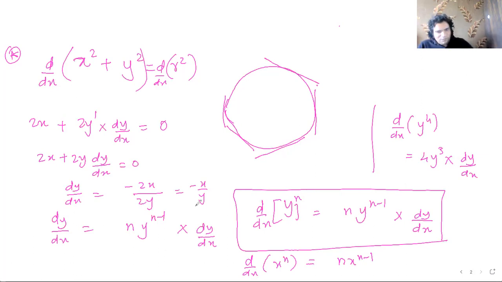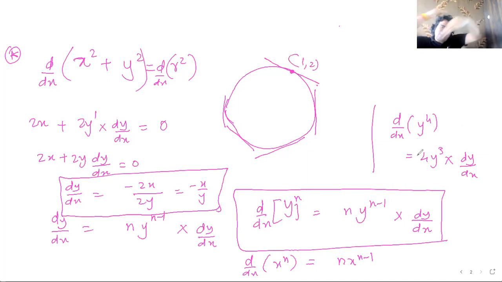So this is the formula for the slope at any given point on the circle. Now let's say (1, 2) lies on the circle. If at that point I want to find the slope of the tangent, that slope is going to be -1/2.